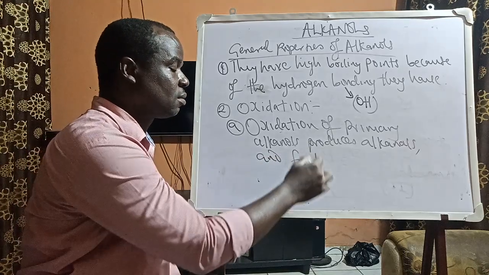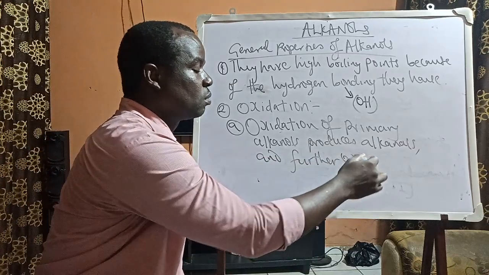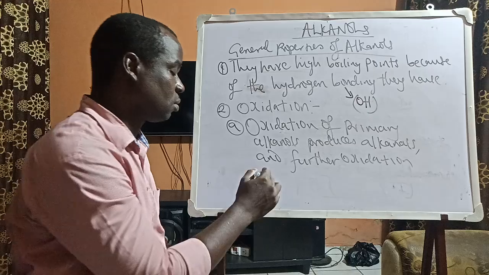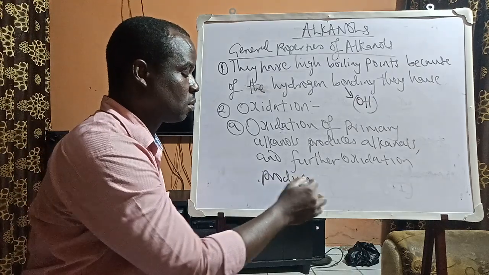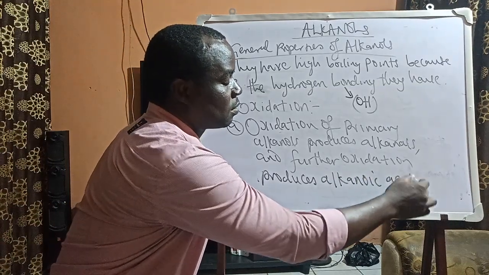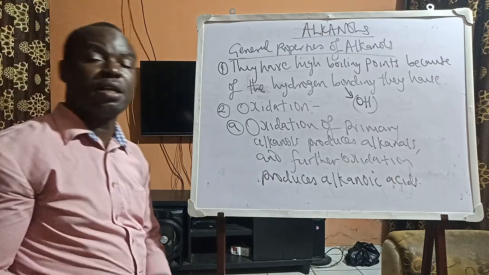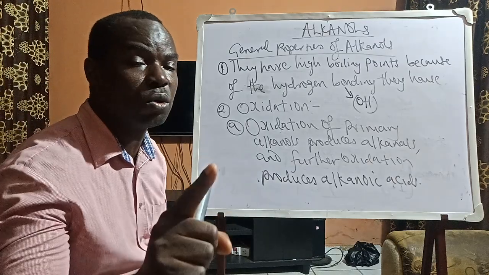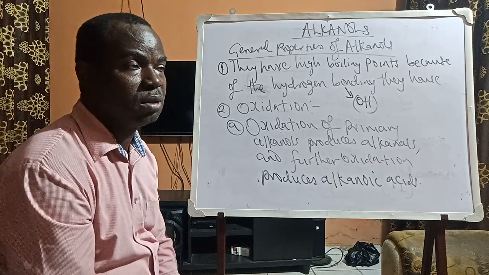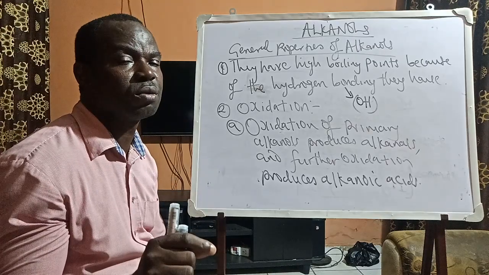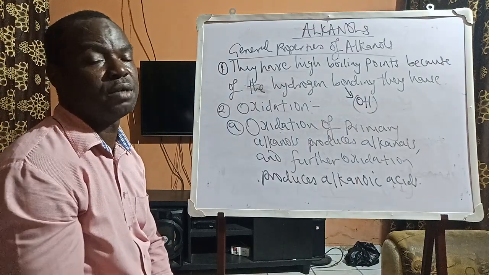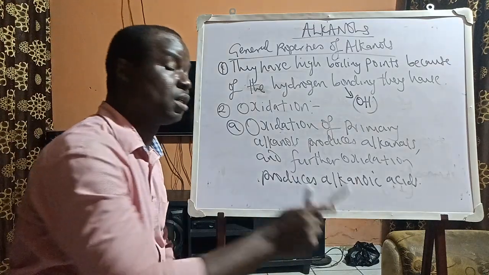And further oxidation produces alkanoic acids. Take note of this. Remember in the last video, I told you that anything with one R group on the carbon bearing the OH is a primary alkanol. Remember that very well. So if you do oxidation of primary alkanols, you get alkanals. Then further oxidation will give you alkanoic acids.